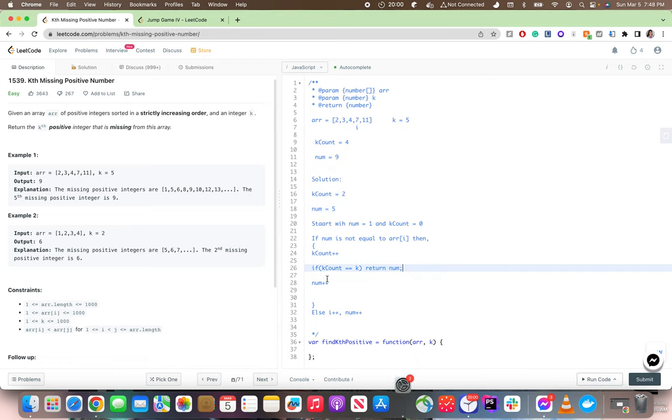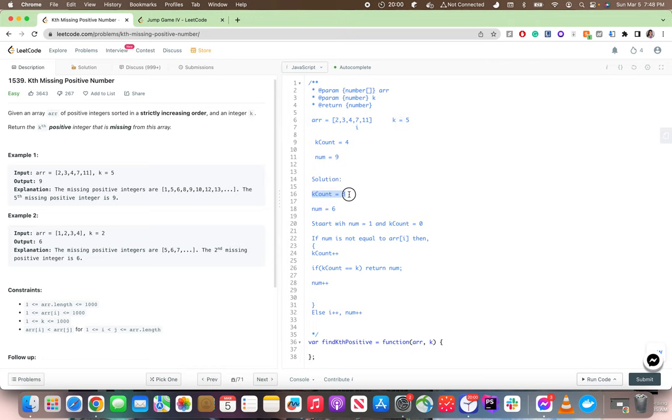But if it is not equal, then we will look for the other number, 6. If 6 is also not here, right? It means that the third missing positive integer is 6. And we are not looking at 3, since 3 is not equal to 5.